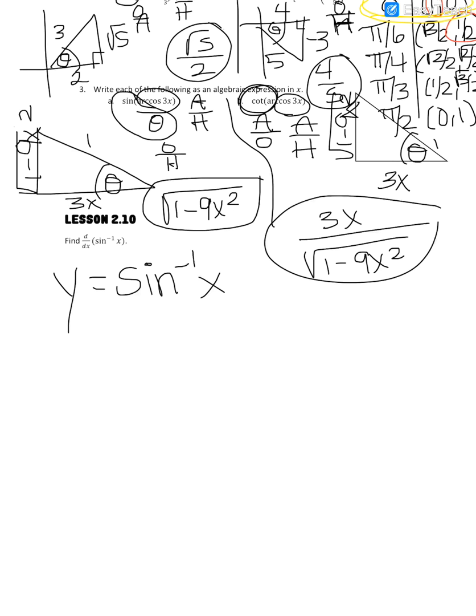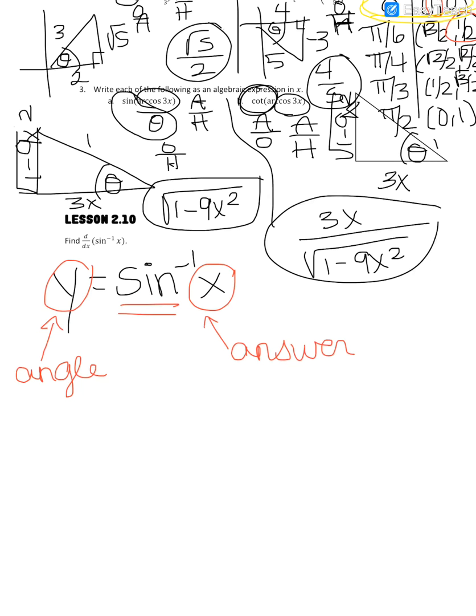And if I were to use my knowledge of inverse trig functions, I would remember that what this is telling me is that the angle y is the angle that when I take the sine of it, I get an answer of x. Okay, so this is my angle, and this is my answer when I take the sine of it. Okay, so if I wanted to rewrite this, I could rewrite it as the sine of y equals x.